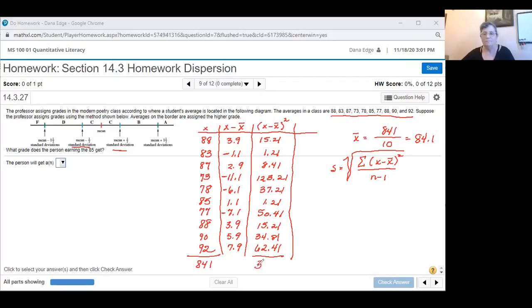Okay, I got 349.3. So the numerator here is going to be 349.3 divided by 10 minus 1 is 9. And we're going to take the square root of that. Turns out to be, we'll just call it 6.2.